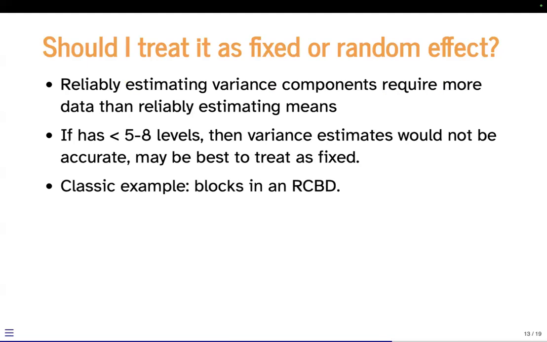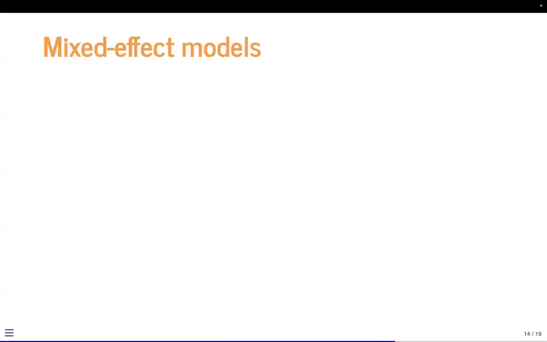So again, a classic example is blocks in an RCBD. Should you treat it as fixed or random? People do both ways. You're going to see both ways in the literature. When you're reviewing papers, or when your papers are being reviewed, perhaps somebody is going to come up with this question to you. Why did you treat it as fixed? Why did you treat it as random? And then, it's useful to know how to defend your choice.